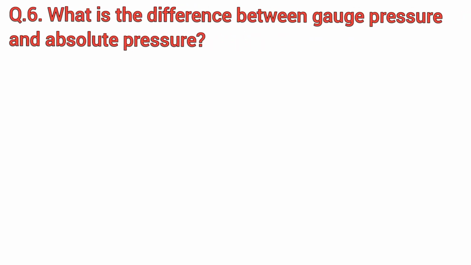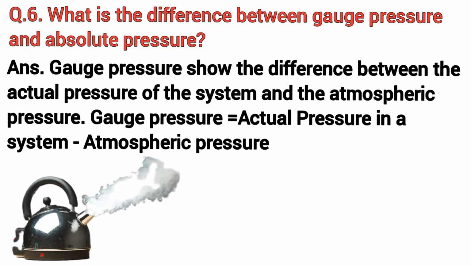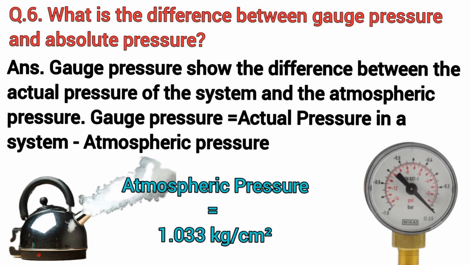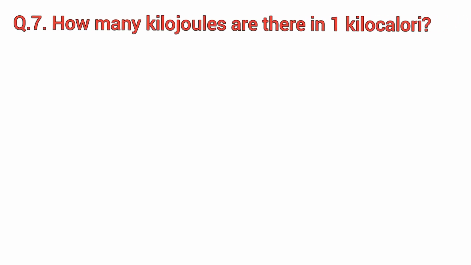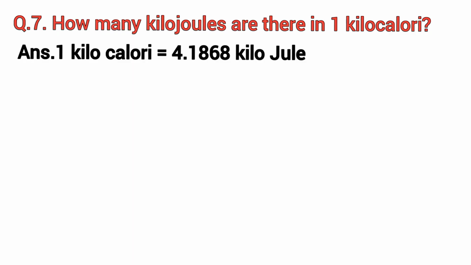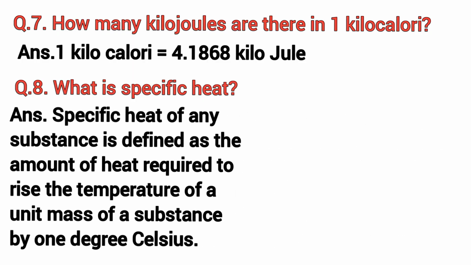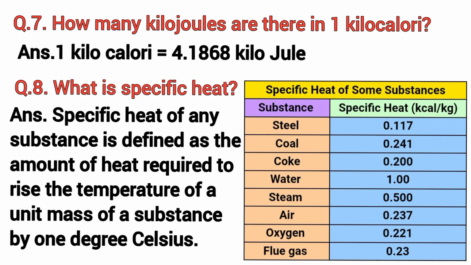What is the difference between gauge pressure and absolute pressure? Gauge pressure shows the difference between the actual pressure of the system and the atmospheric pressure. Gauge pressure is equal to actual pressure in a system minus atmospheric pressure. How many kilojoules are there in 1 kilocalorie? 1 kilocalorie is equal to 4.1868 kilojoules. What is specific heat? Specific heat of any substance is defined as the amount of heat required to raise the temperature of a unit mass of a substance by 1 degree Celsius.